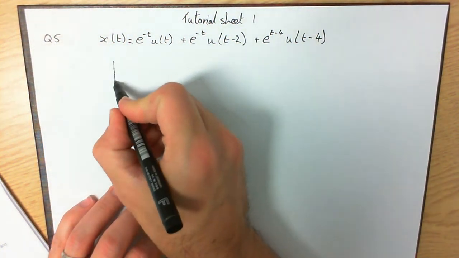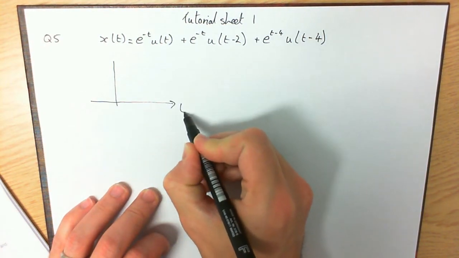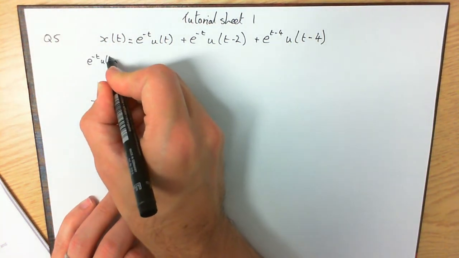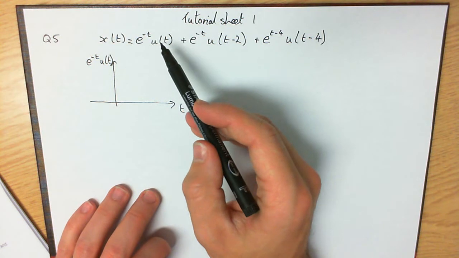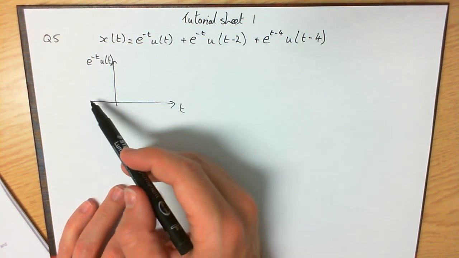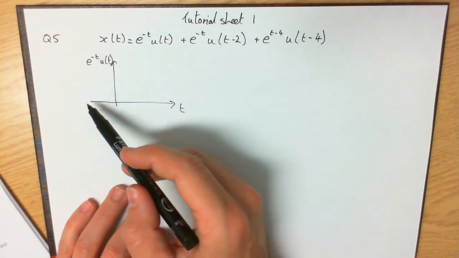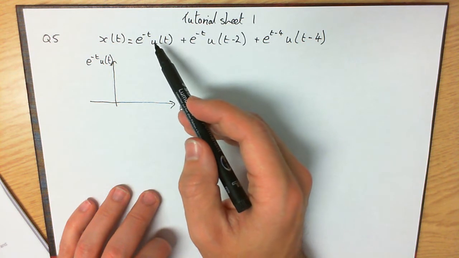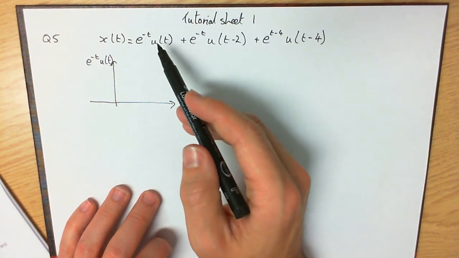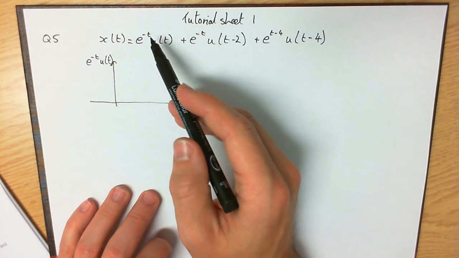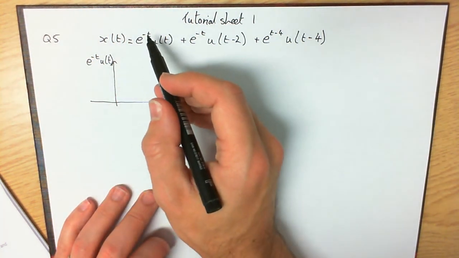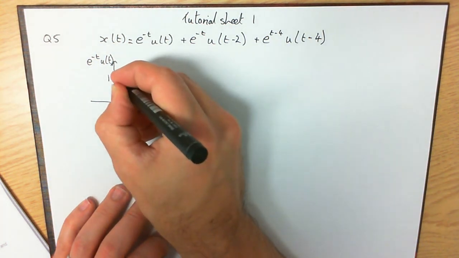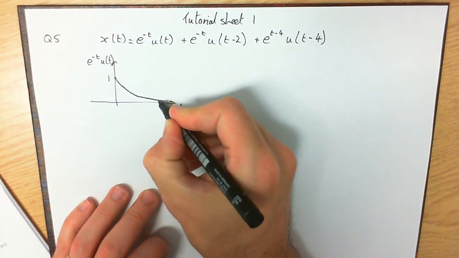So first of all, I'm going to plot a graph of e to the minus t u of t. So we know that u of t when t is less than 0 is 0, so nothing occurs before time is 0, and after time is 0, or time is greater than 0, this just becomes 1. So at this point all we have is an exponential of e to the minus t. So when t is 0, we have e to the 0, which is 1, and then we have an exponential decay curve.